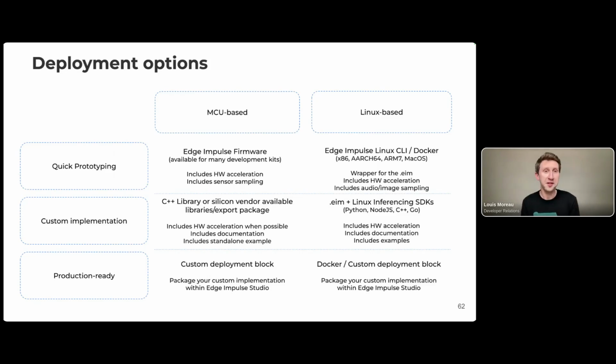But then if you're thinking of deploying that on real hardware at some point, and you're just prototyping, choose the Edge Impulse firmware deployment option. So this is super easy. It already includes hardware acceleration. It includes sensor sampling. And it's available for many development kits. So whether you're using a dedicated MCU or system on chip, you can have a look. We probably have a dev board that supports it. And it's super easy. With one command, the output of Edge Impulse will be a binary that you can flash directly to your device. And then with one command, you can test that your model actually works.